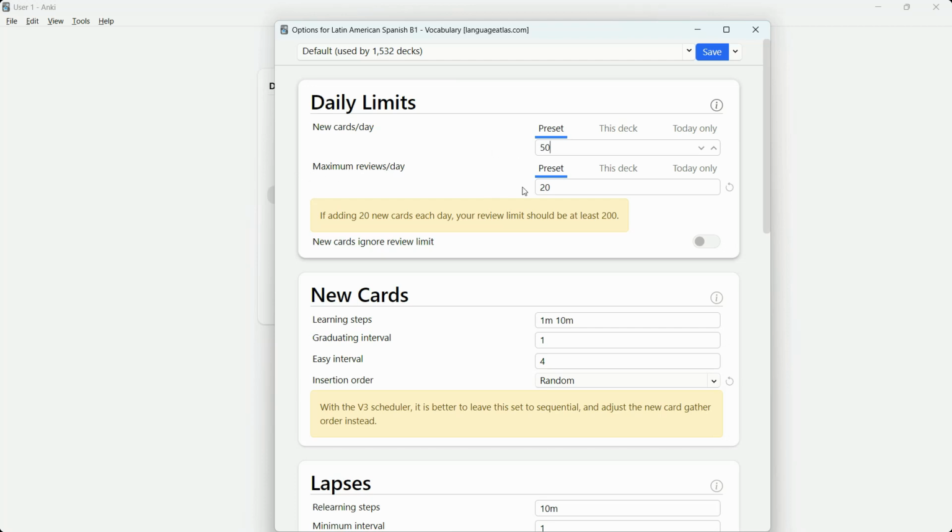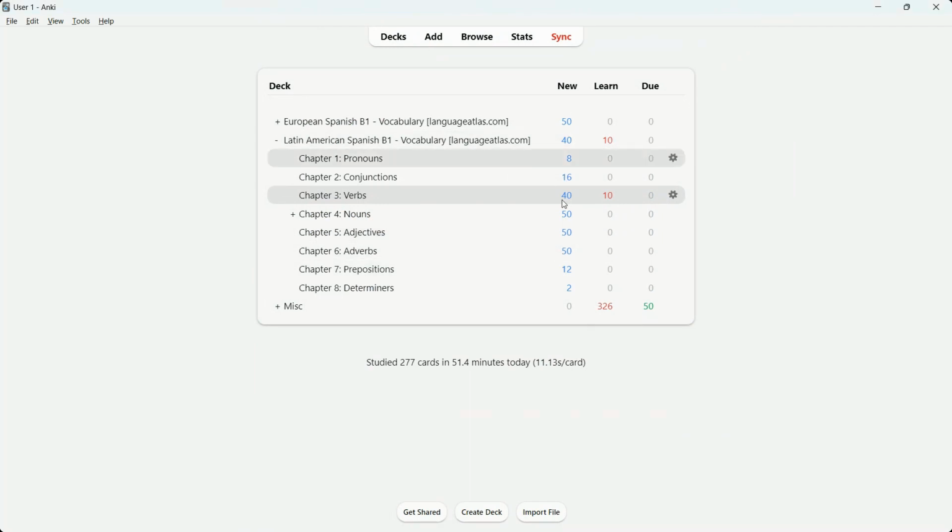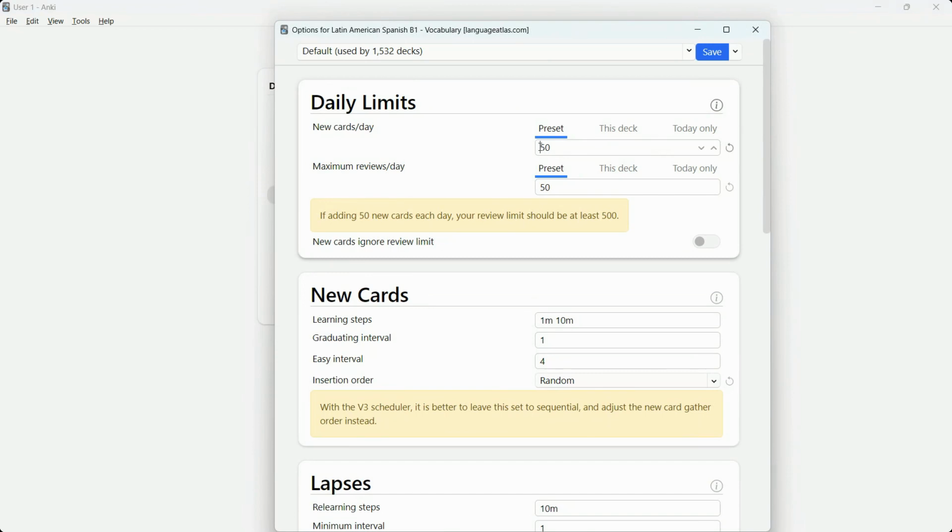I've increased it to 50. If you want to increase the amount of reviews that you do per day, so cards that you've already done and see them again, that's a review, you can do so as well. I've increased it to 50, and you may have already noticed that the numbers have increased. I can decrease them again to 20, and I can do so as well.